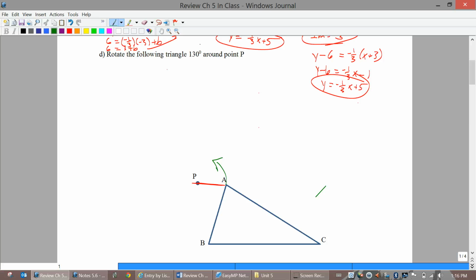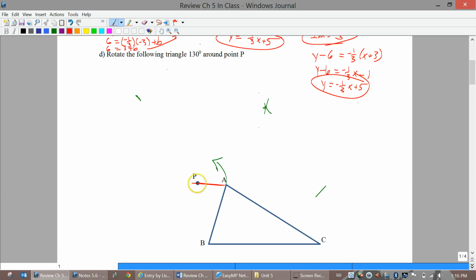You always put the little spot there, the vertex spot, the hole, on P, because we're rotating it around P. So the angle has to be at P for us to rotate it. So line it up with that line. 130 degrees is going to be over here, not here. This was bad because that's only 60 degrees. That's 50 degrees.